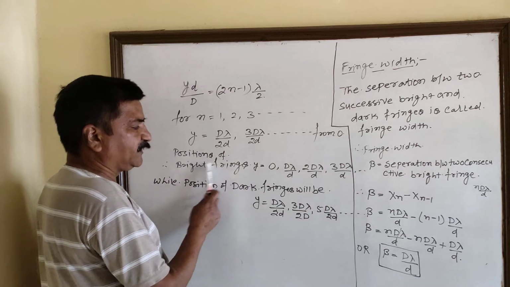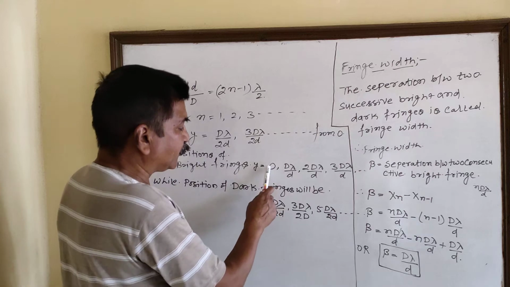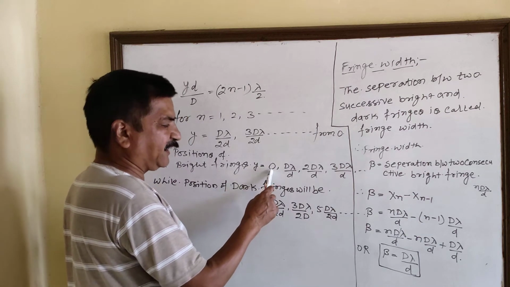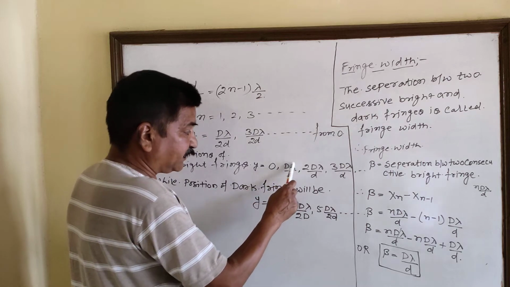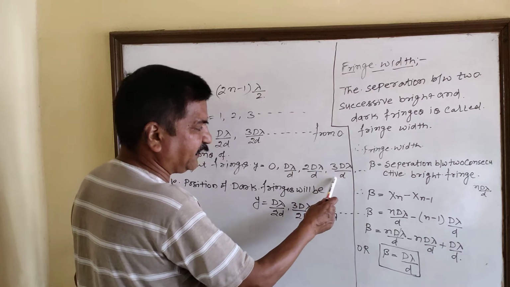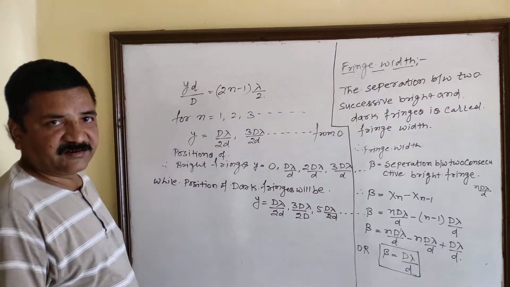So the position of bright fringes, that is y, the distance from the origin, is equal to 0. 0 means the origin is already a bright spot. And then from the origin, d lambda by d, 2d lambda by d, 3d lambda by d, what we are getting? We are getting the position of bright fringes.